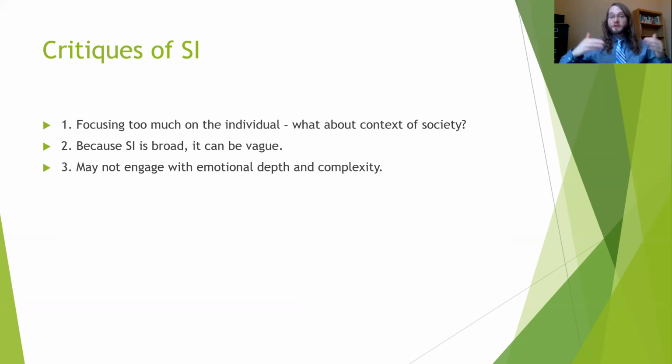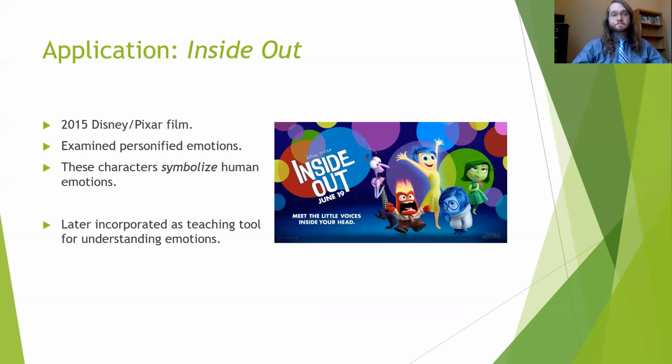Symbolic interaction is also a very broad theory, right? It covers a lot of ground, and as a result, it can be a little bit vague. And lastly, there are concerns that symbolic interaction theory doesn't fully consider issues of human emotion or expression. It's a useful theory. It's been utilized throughout the study of communication for a very long time, but it's important to note some of the critiques that it's received.